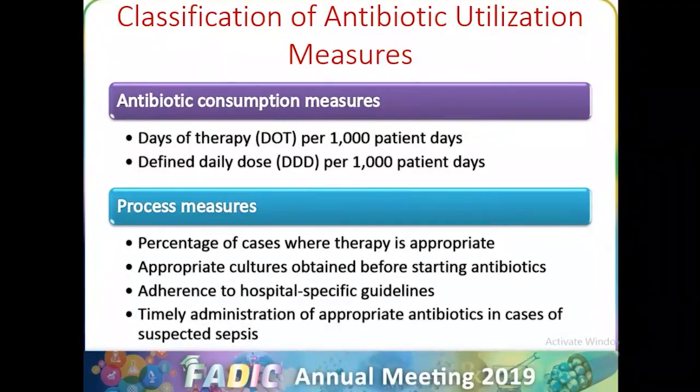We can see how different this was and how effective the antibiotic stewardship program was. So the first type, or classification, of measures is antibiotic consumption, which basically means how much antibiotics have been prescribed during this certain period.